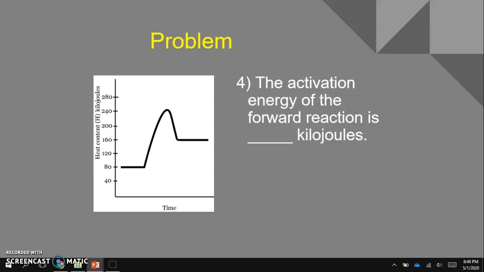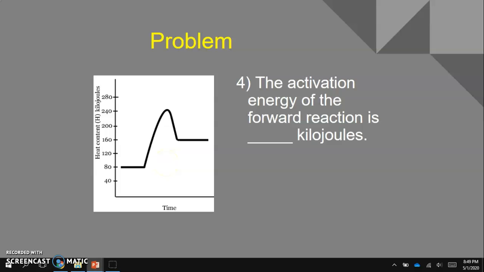So if we follow this line over, the energy of our products is going to be 160 kilojoules. That's just because here's the line that corresponds with the energy of our products, and that lines up with our 160 kilojoules. So that means that after this reaction has run its course, let's say it's a 10-minute reaction, after 10 minutes, your products have a heat content of 160 kilojoules.